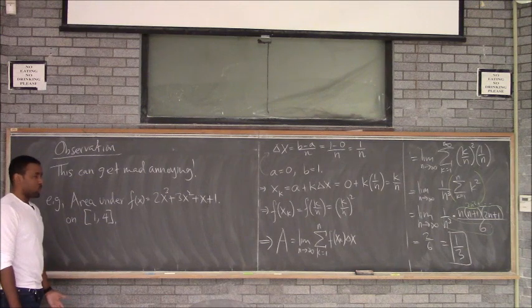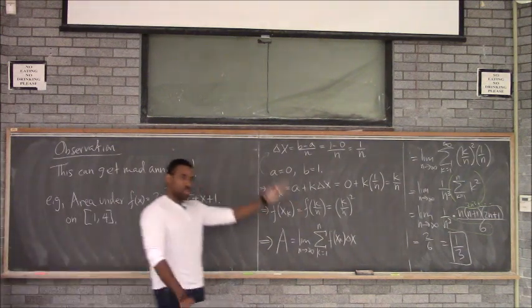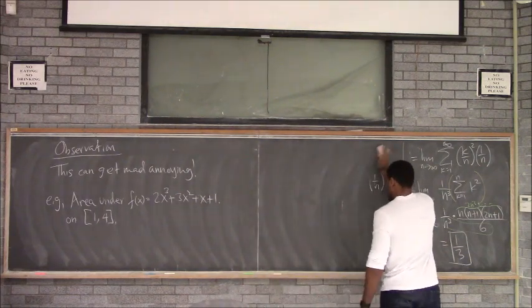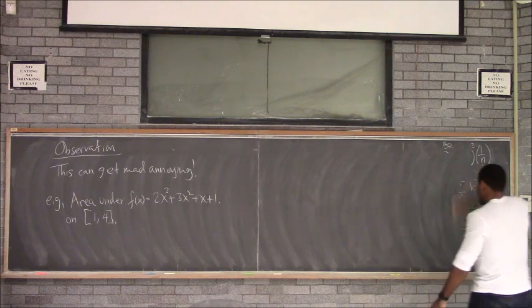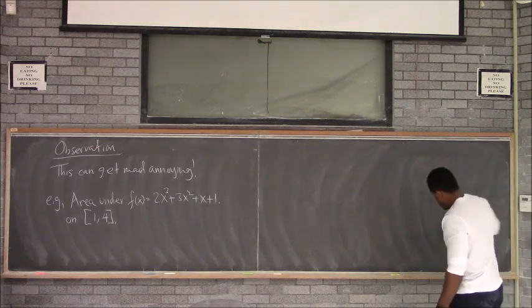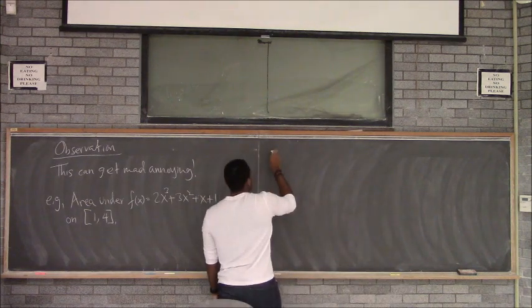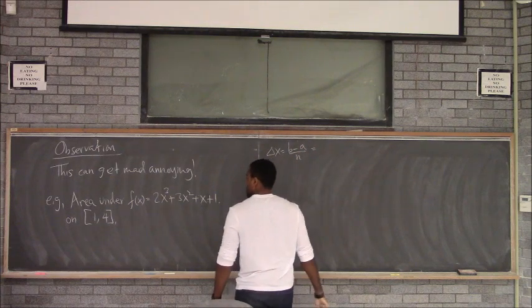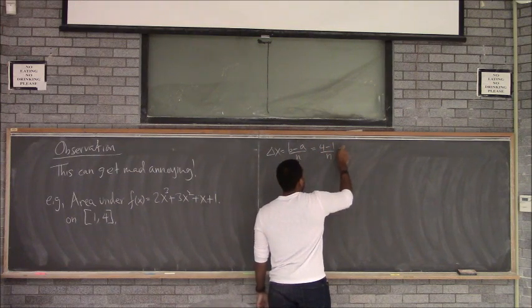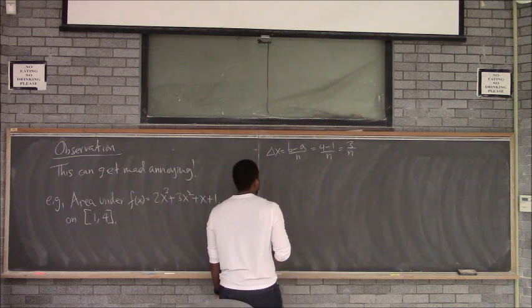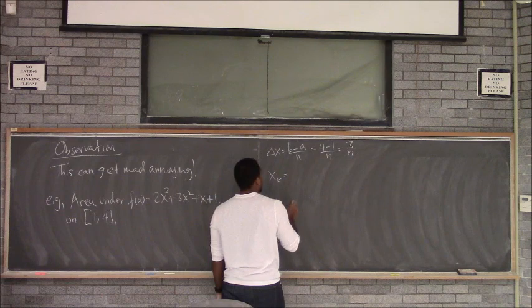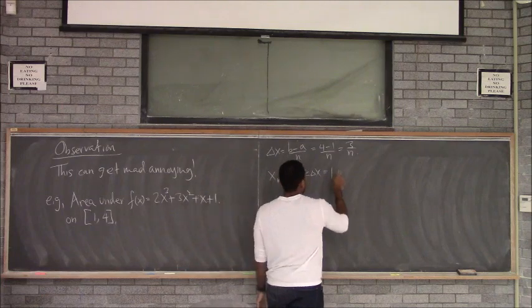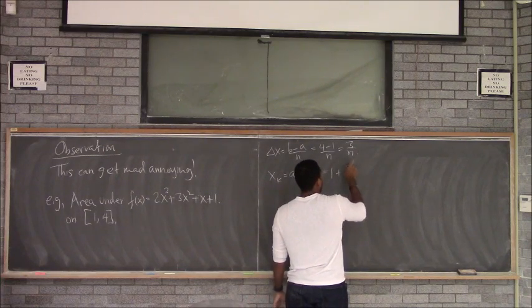What would you actually have to go through to figure that out? Well, if we were to go through this process, here's how that is going to look. You would start with your delta x. It's going to be b minus a over n. This is going to be 4 minus 1 over n, which is 3 over n. Then you'd want to figure out your xk. Your xk is going to be a plus k delta x. This is going to be 1 plus 3k over n.